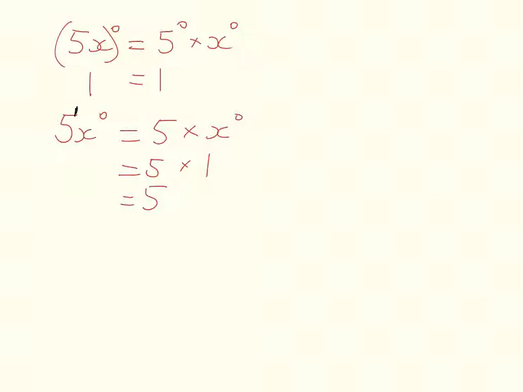So these are two different things, and a common mistake can be to assume they're the same, or assume that the top one has an answer of 5 and the bottom one has an answer of 0. Just because you see a power of 0 doesn't mean the answer will be 1. It just means that anything that has that power of 0 will become 1.